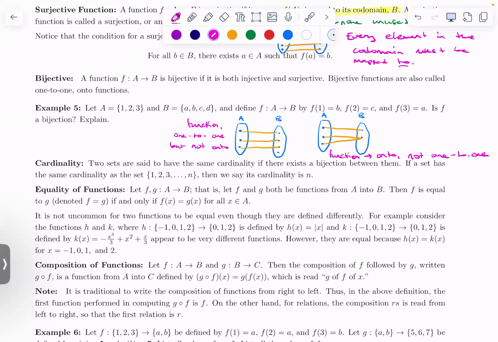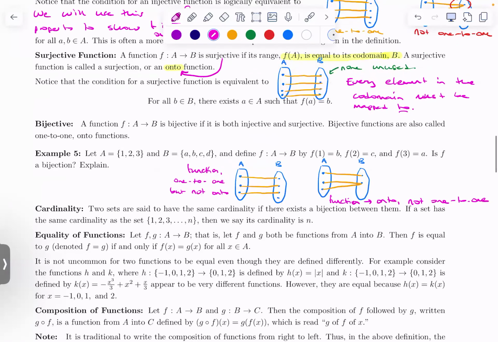So both of these are functions, one or the other. And this case is both, right? One-to-one, and every element in B is being mapped to. So it's both. This one is both. Or bijective, I guess.